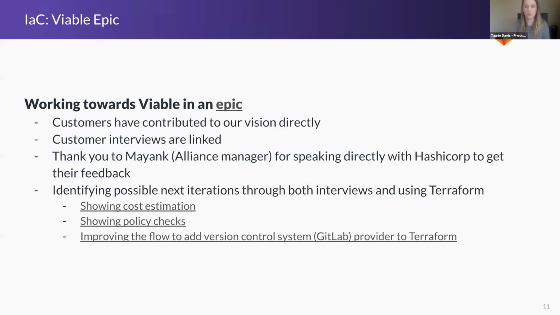So as a team, we've been using an Epic to keep track of this work. In the Epic, we've had customers who have contributed directly, and we've linked to our existing customer interviews. And I also just want to give a shout out to Mayank, who is our alliance manager at GitLab, who spoke directly with HashiCorp. HashiCorp is the organization behind Terraform, and we were able to get their insight and feedback directly, which was awesome. And all of these things have enabled us to quickly identify some potential iterations in our Terraform offering. And I've linked a few of them in this slide.